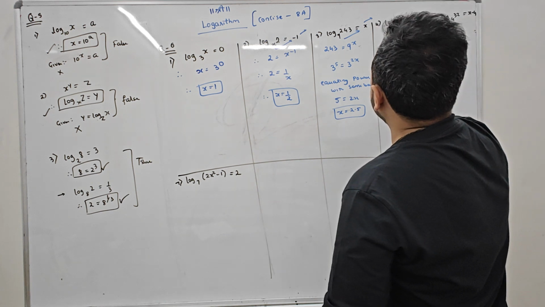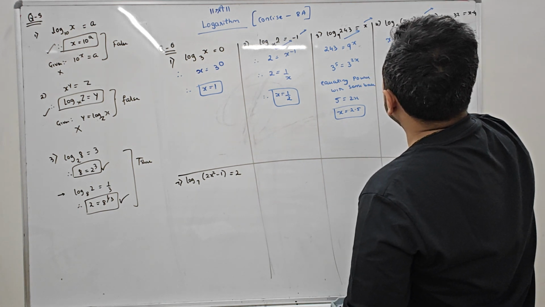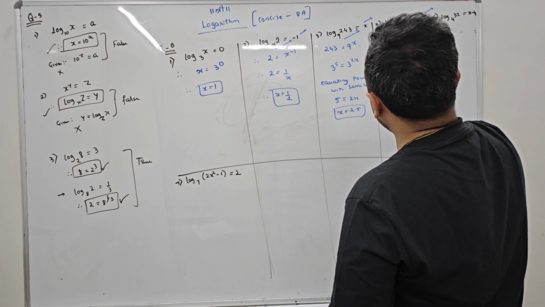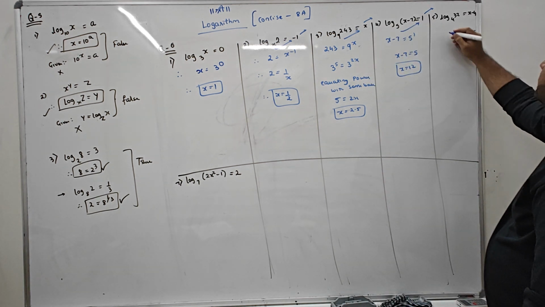Okay, done. x minus 7 is equal to 5 raised to 1. x minus 7 is equal to 5. x is equal to 12.